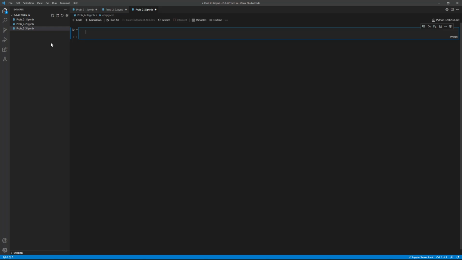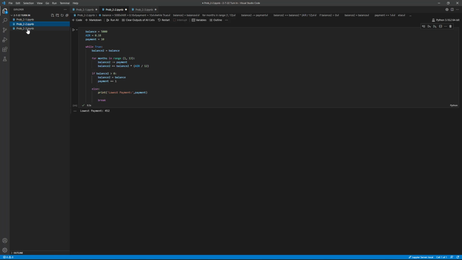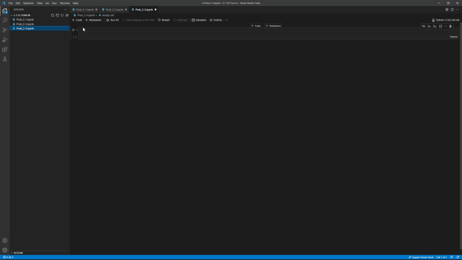So in this one, we're asked to do pretty much the same thing as in 2.2 and find the lowest payment. However, in this one, we're supposed to do this by having two bounds, a low and a high bound, and then we're just gonna whittle those bounds down until they're so close together that we know that that's the lowest payment we need.